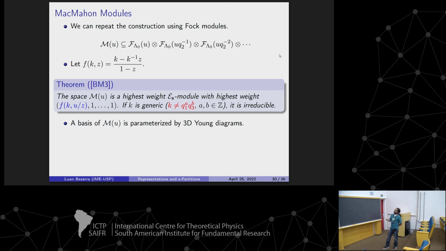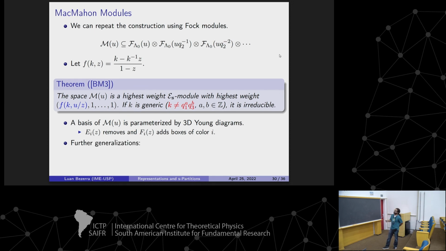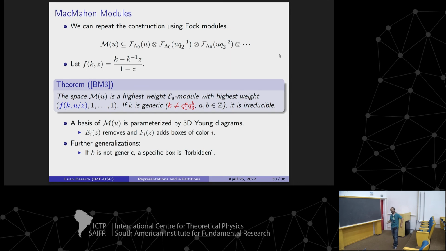And the basis of this module is parameterized by 3D Young diagrams, which is a generalization of plane partitions. But the action, the spirit of the action is the same. The E's are removing boxes, and the F's are adding boxes. If this value K is not generic, so these a and b here, they are giving me a coordinate of a box in this 3D partition that's not allowed to be included. So this describes a way more complicated module.